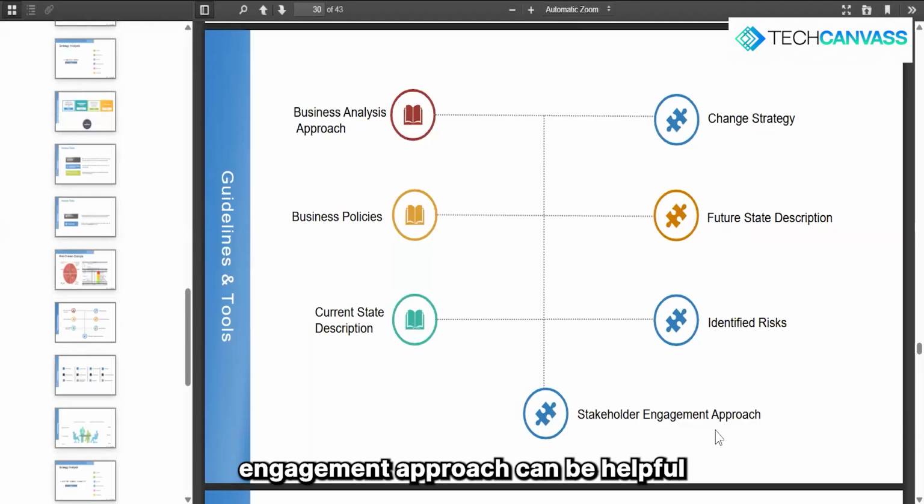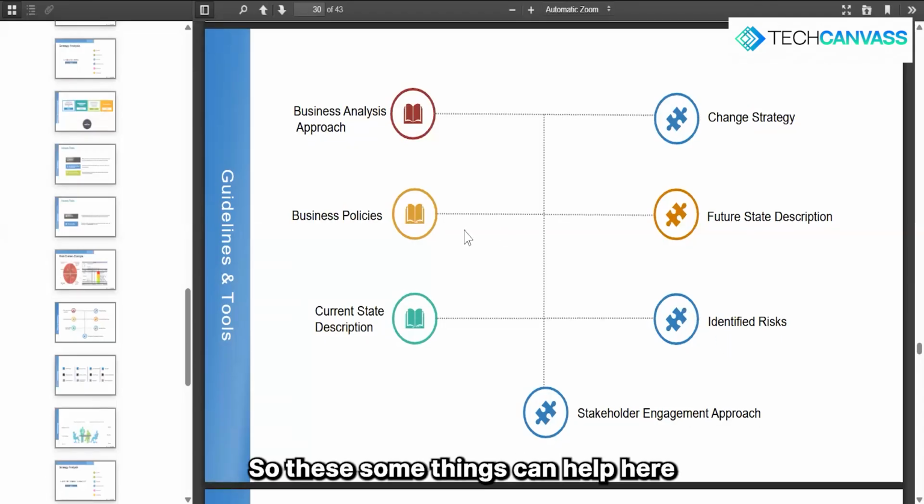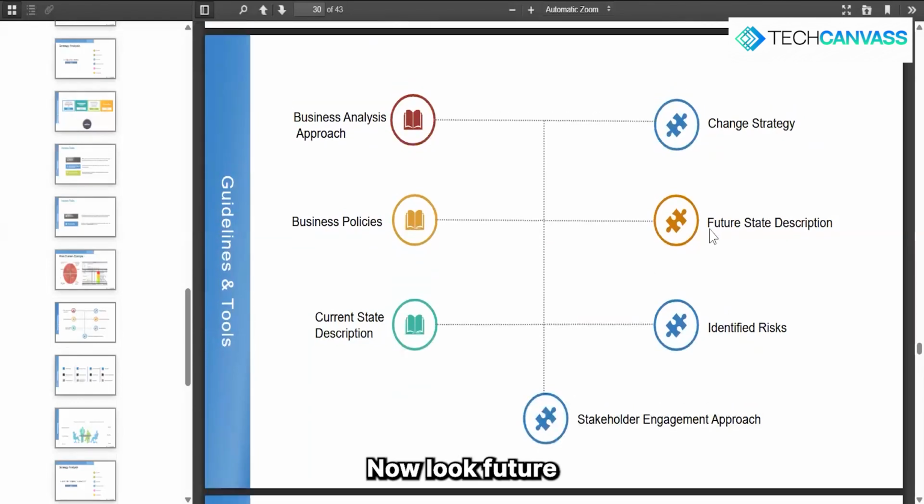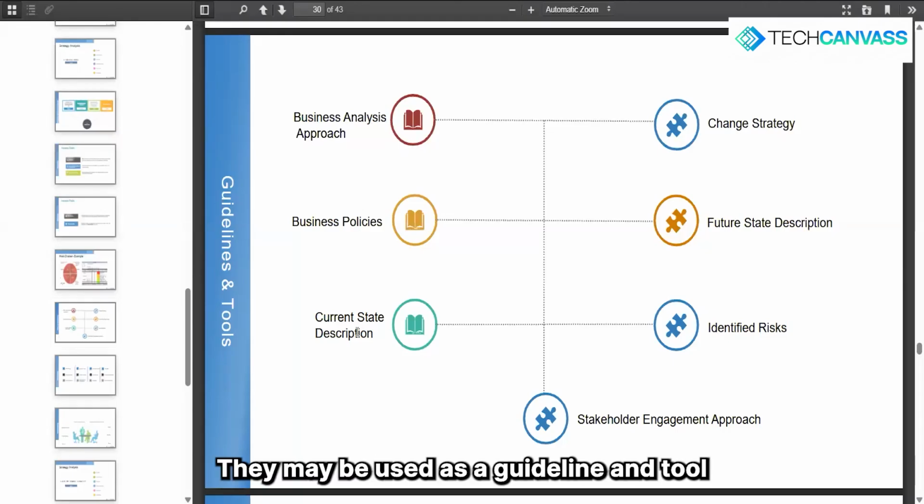Stakeholder engagement approach can be helpful in finding stakeholder related risks, including risks you have already identified, maybe from previous similar projects that you have done. You can look at those project documents as a supplement, right? So all these things can help. Now look, future state description and current state description are being used as a guideline and tool and not as an input. So you will find outputs may be used as an input for a task. They may be used as a guideline and tool also.